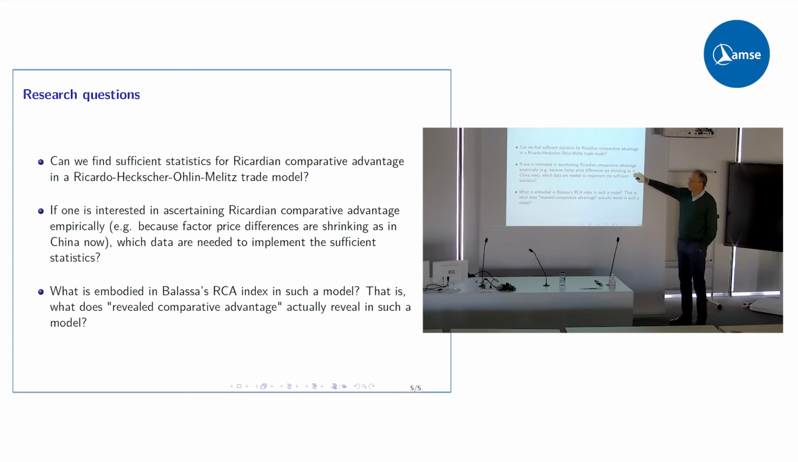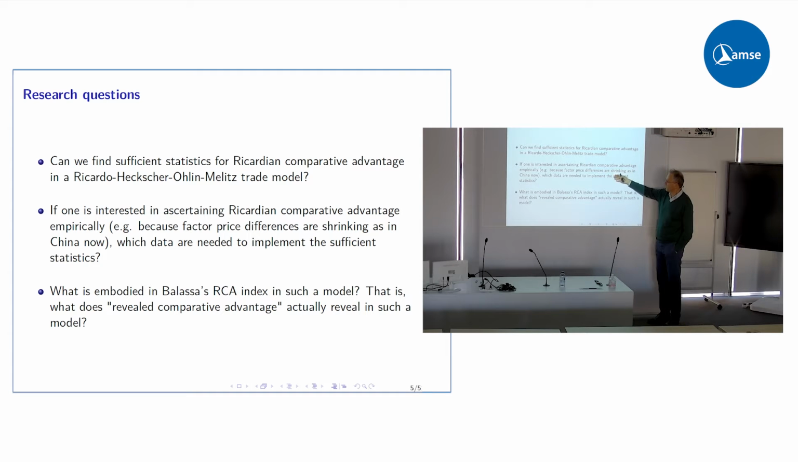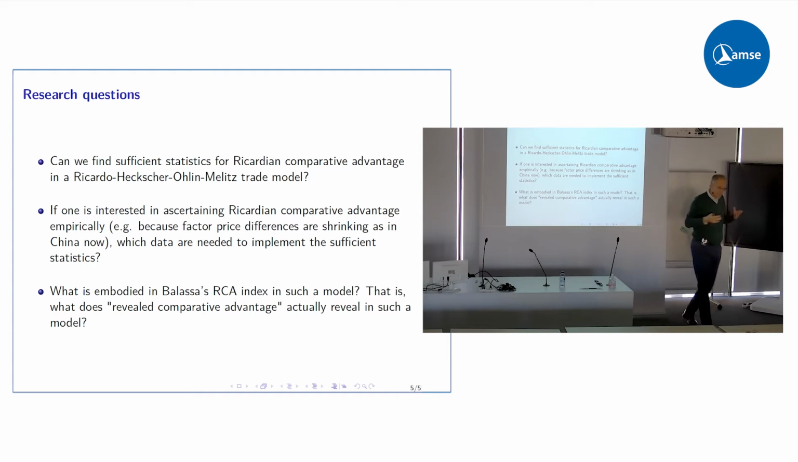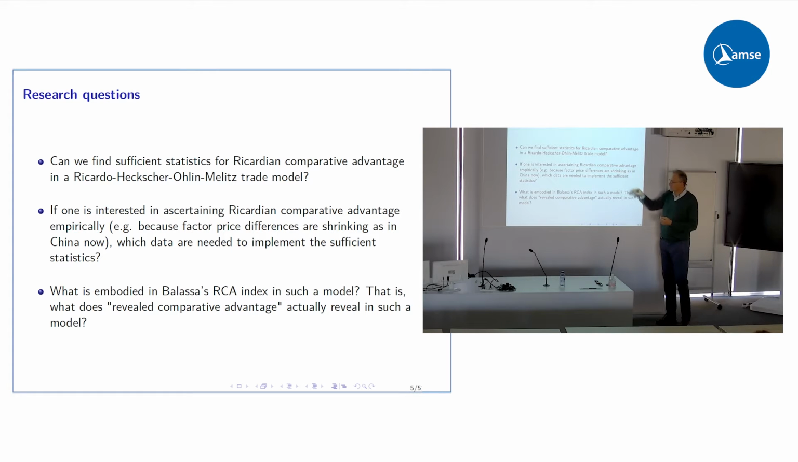And then, once we have the sufficient statistics, we ask: if one is interested in Ricardian comparative advantage, which data are needed to implement these sufficient statistics? Just to make it a little bit concrete, one may think that now that we're seeing a convergence in factor prices, especially in the cost of labor in China, towards more advanced economies, what should we expect in terms of sectors that would become competitive in the Ricardian sense as this convergence takes place? So where is the actual Ricardian comparative advantage of China?